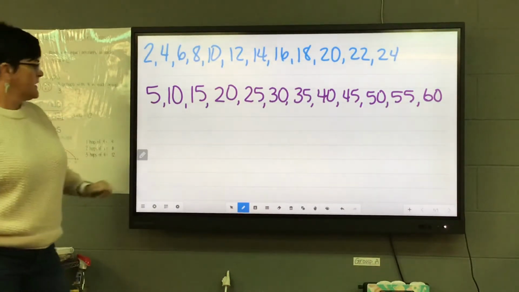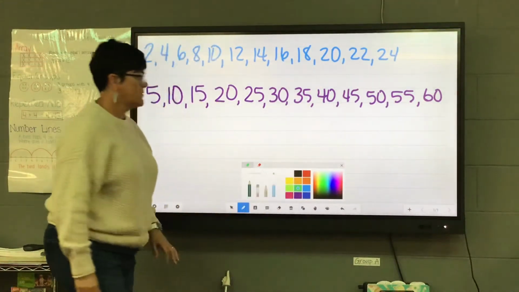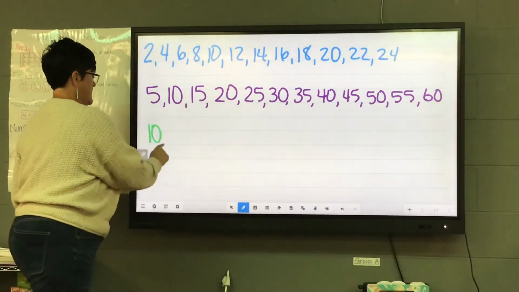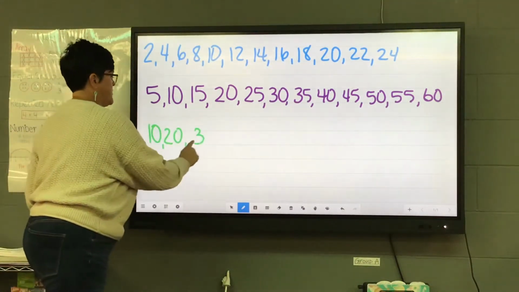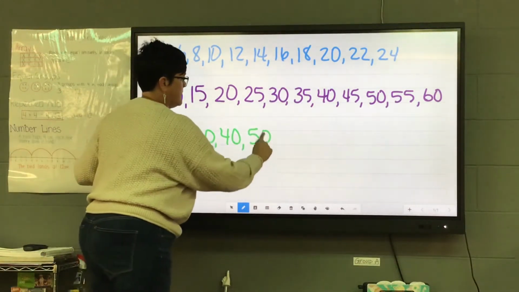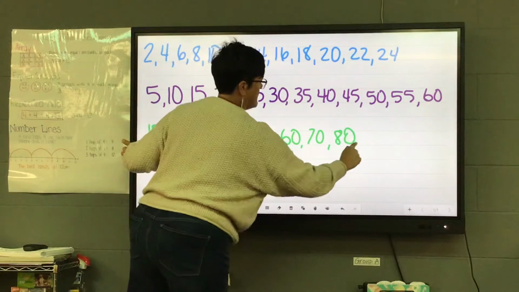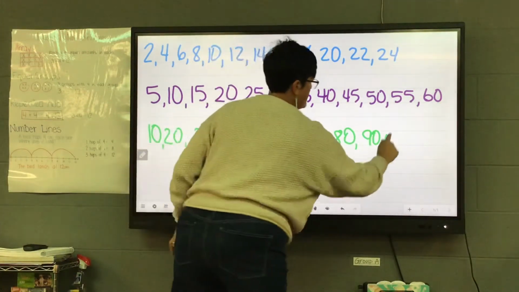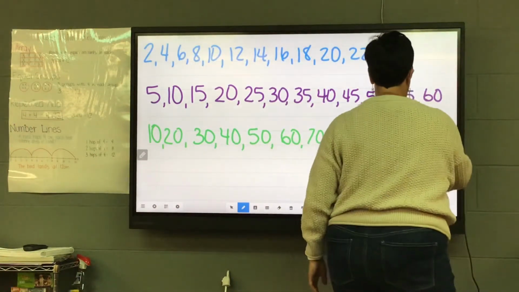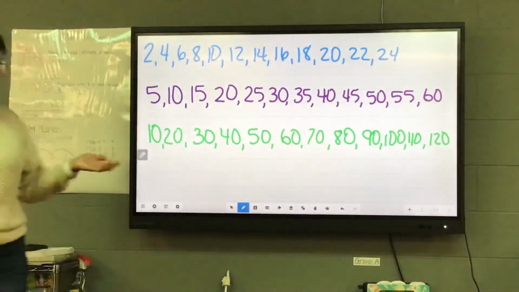While we're doing this, let's go ahead and skip count by our tens. 10, 20, 30. You can't write as fast as you're able to skip count. 40, 50, 60, 70, 80, 90, 100. What's next? 110, and then 120. Okay, we're gonna stop there because that would be 12 times 10.